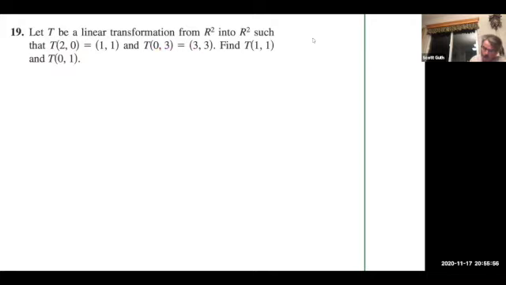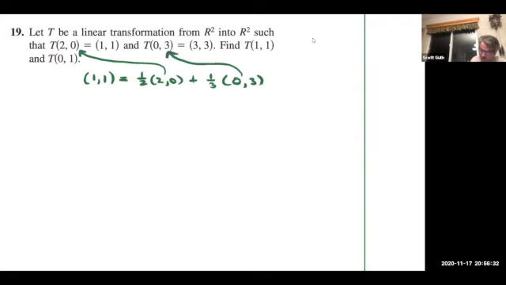So what you want to do on a problem like this is note that 1, 1 needs to be expressed in terms of the vectors that they're giving me information of. So if you think of it as it's a half of 2, 0 plus a third of 0, 3. You just look at that for a second and make sure you see that. So that's what 1, 1 looks like. And the reason why I do that is because I know that 2, 0 maps a certain way and 0, 3 maps a certain way.